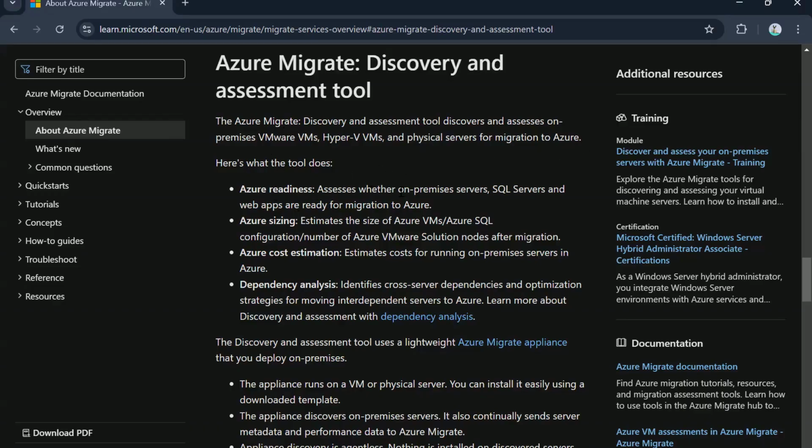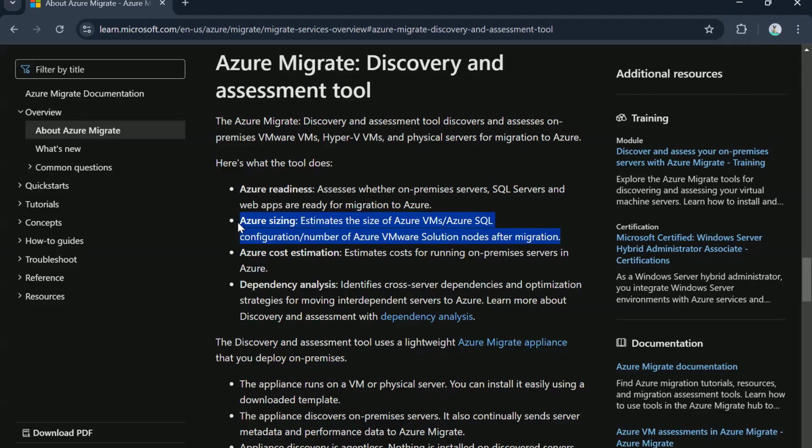Azure Readiness assesses whether on-premise servers, SQL Server, and web apps are ready for migration to Azure. This is one of the requirements of our question. Azure Sizing estimates the size of Azure VMs, Azure SQL configuration, number of Azure VMware solution nodes after migration. This is the critical part that has helped us in answering this question, because we are after how many VMs and what size Azure virtual machines will be required to move the current workloads to Azure. Azure Cost Estimation estimates costs for running on-premise servers in Azure. You get an idea around the costs as well.